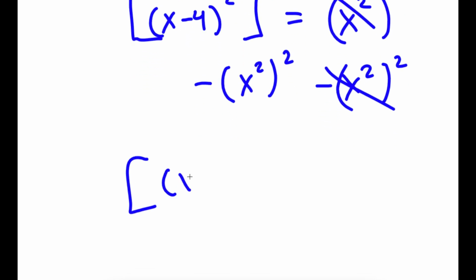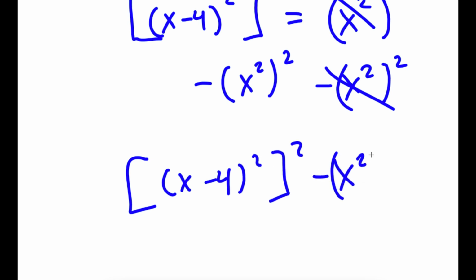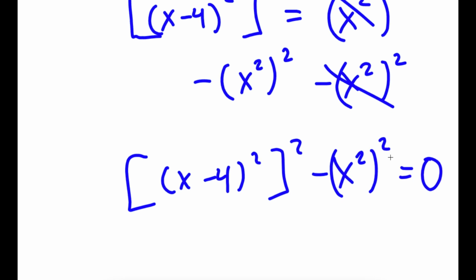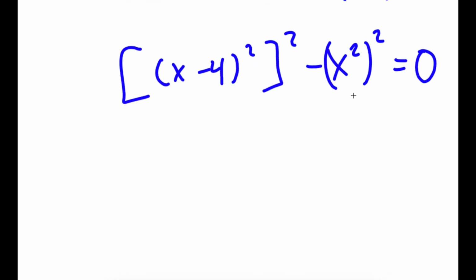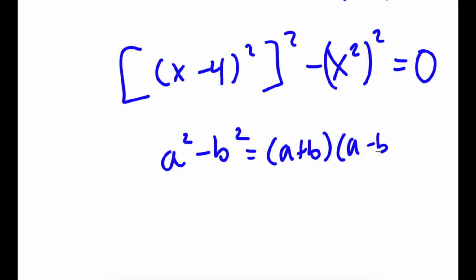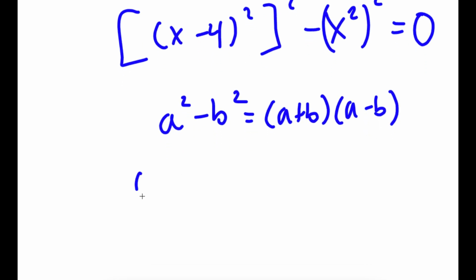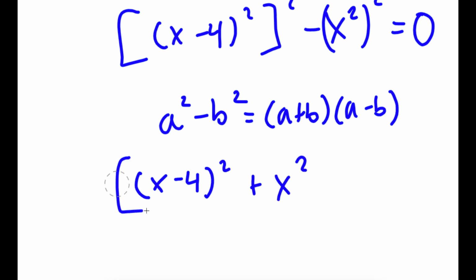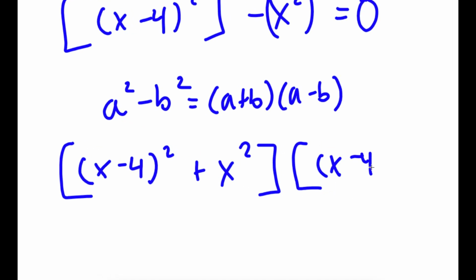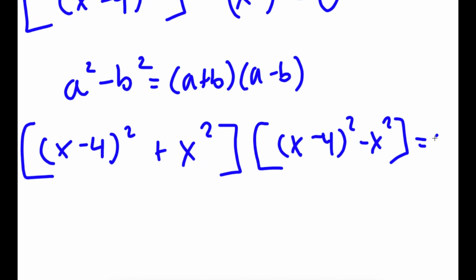And now I have ((x - 4)^2)^2 - (x^2)^2 = 0. Now, if I have something in the form a^2 - b^2, this is equal to (a + b) times (a - b). So in this case, this is going to equal ((x - 4)^2 + x^2) times ((x - 4)^2 - x^2), and this is equal to 0.